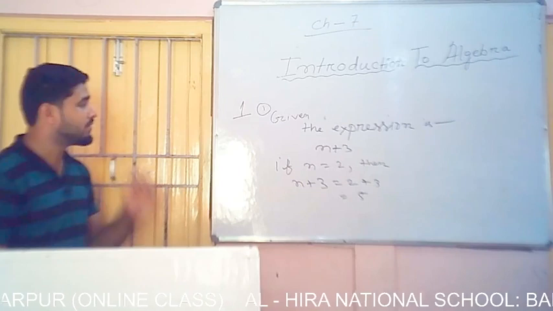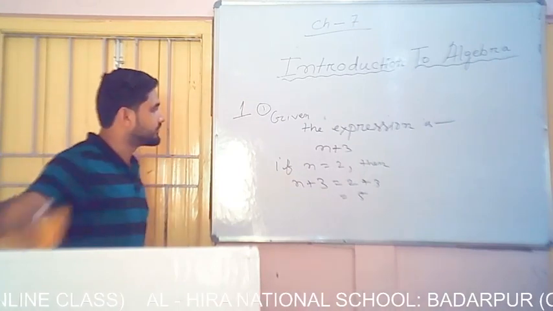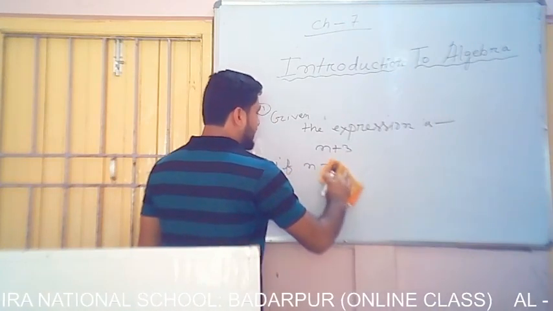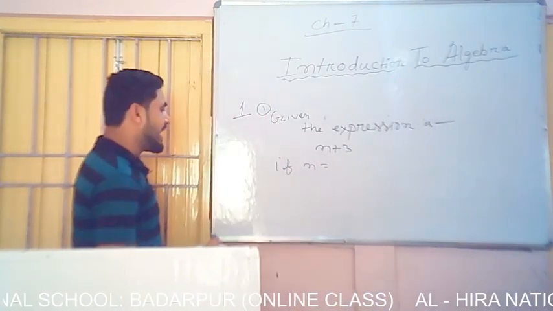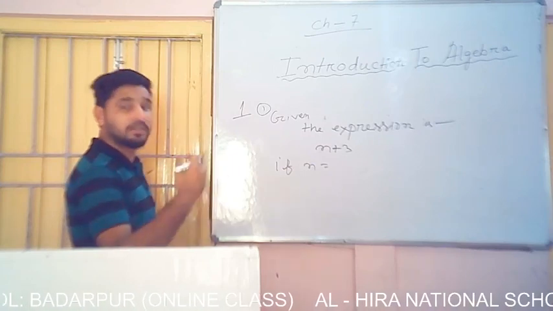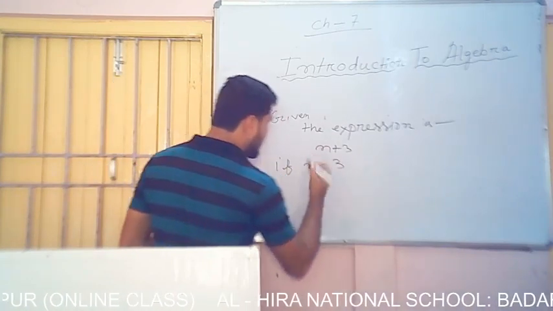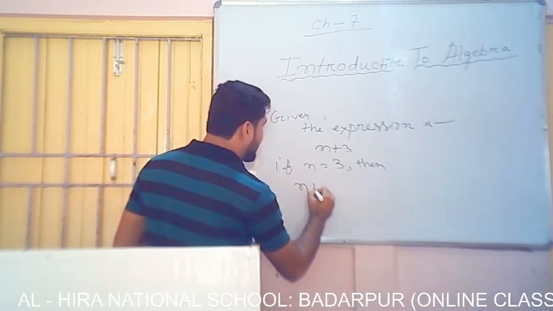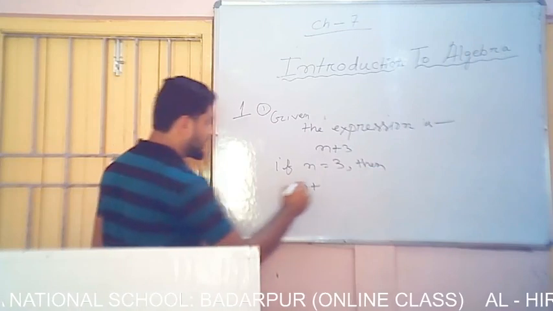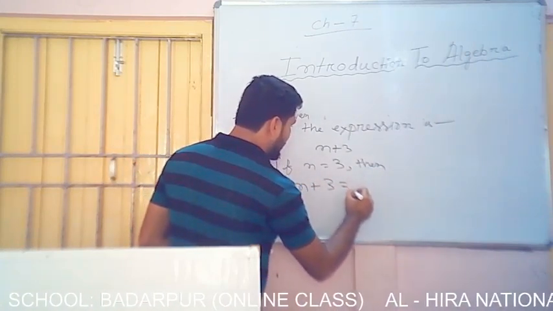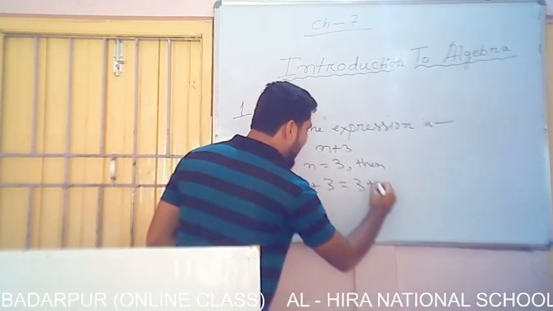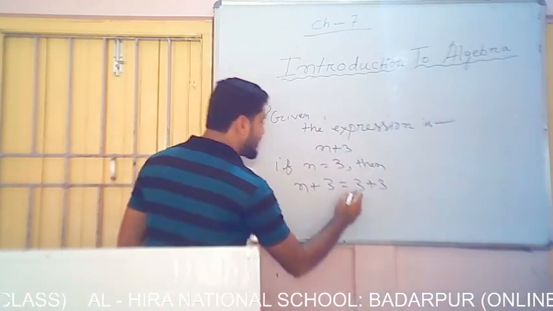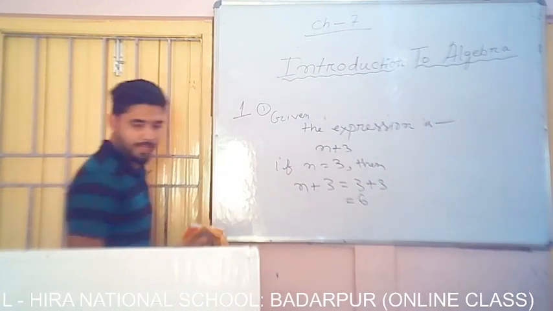Now for n equals 3, we should find the value of the expression for n equals 3. Then n plus 3 equals 3 plus 3. In place of n, I have just written 3. Then 3 plus 3 equals 6.